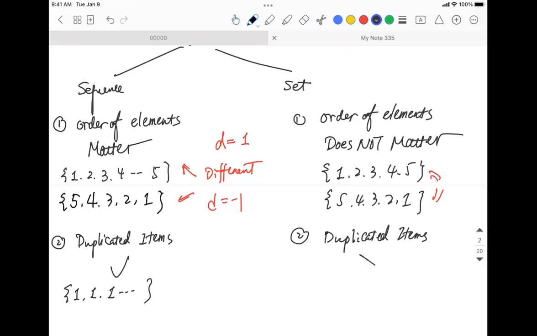Do you guys notice? In a set, it's not allowed. Yeah, that's perfect. In a set, you can't have duplicated items. There must be unique items. I don't really care about the order of these items, but all of the items must be unique, right? So 1, 1, this is not even a set. So that being said, these are the two major differences between a sequence and a set.